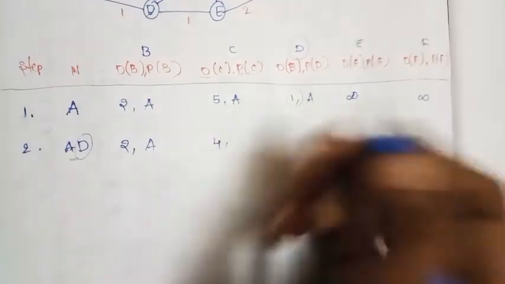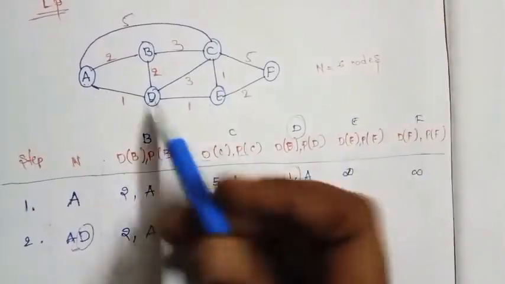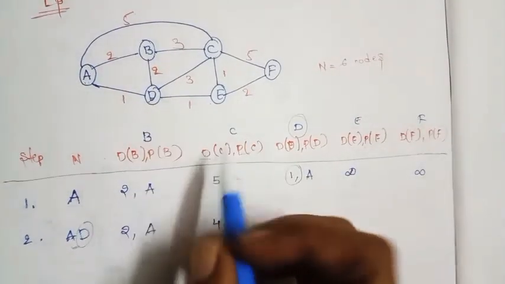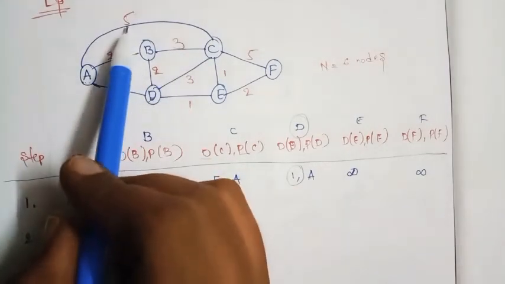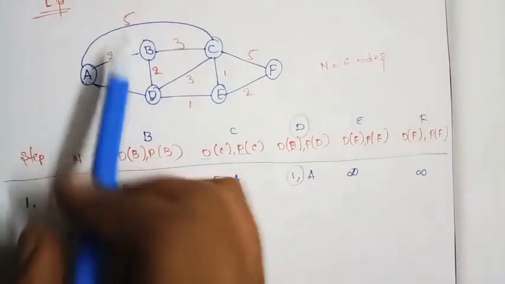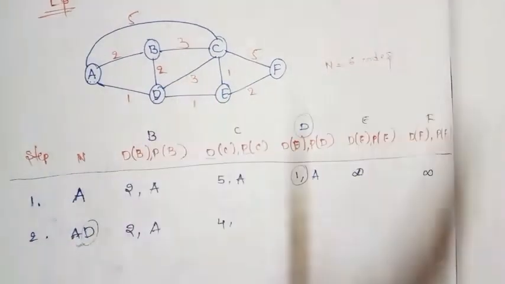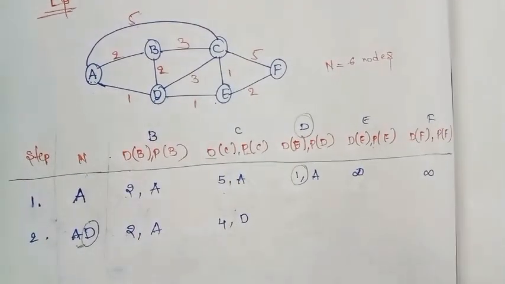And what is the previous node, guys, for C? It is D. For C it is D, because here A is also connected, but it has a path of cost 5. If we connect it through the D, then we get the answer as 4. So D is the previous node for the C.